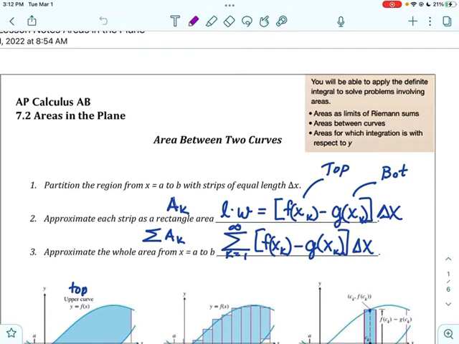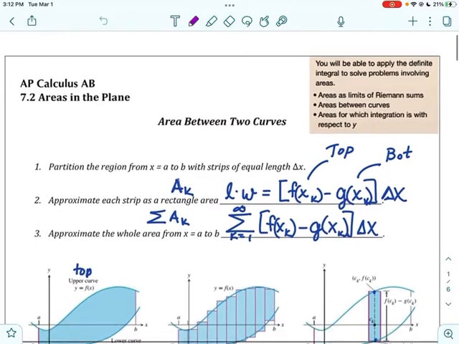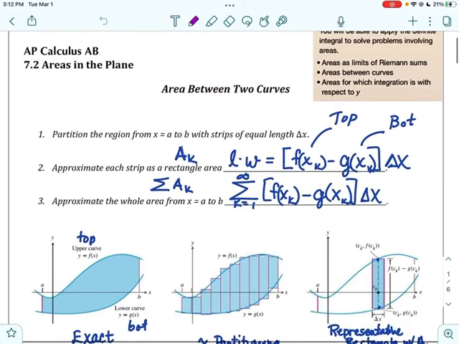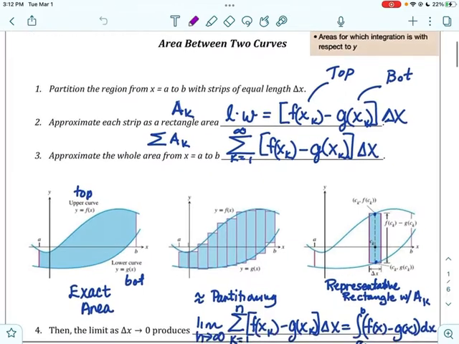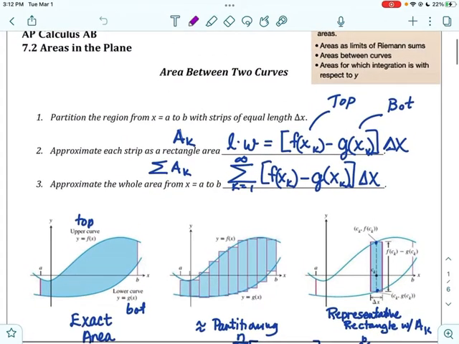So the first step, we want to partition the region from x equals a to b with strips of equal length delta x, you can see. When we give it an area like you have in the first picture, we have a top and a bottom function, and that image where you have it shaded from a to b between the two functions f and g gives us the exact area. So we can partition then n rectangles, and that gives us an approximate area in the middle diagram.